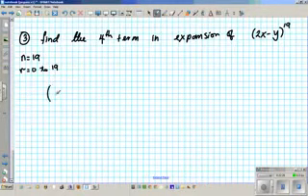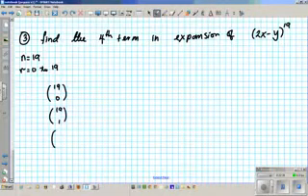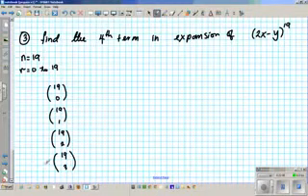So the first term is going to be 19 choose 0. The second term is going to be 19 choose 1. Third term is going to be 19 choose 2. Fourth term, which is what we want, is 19 choose 3. So this is our target. This is the one we want, okay? So let's set up the other part.